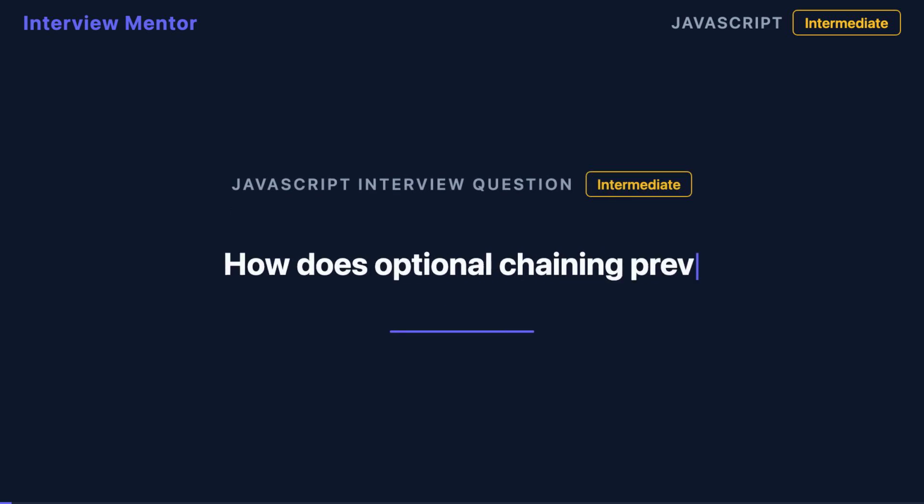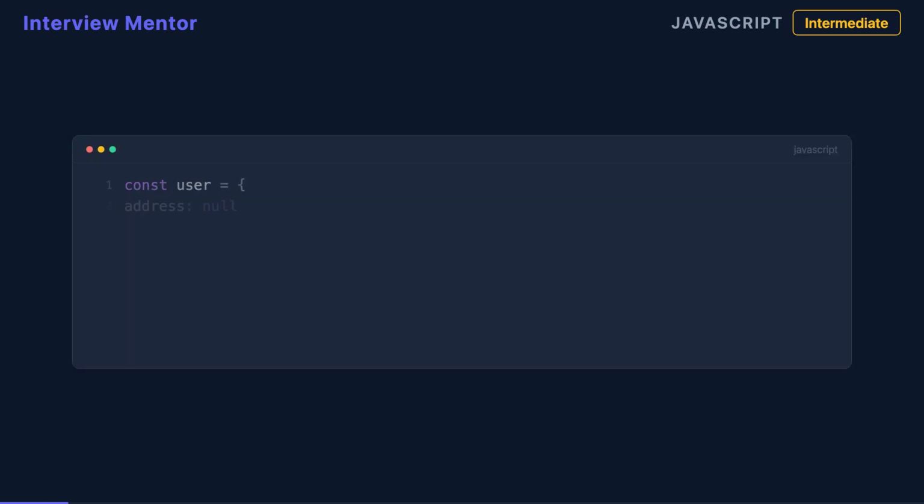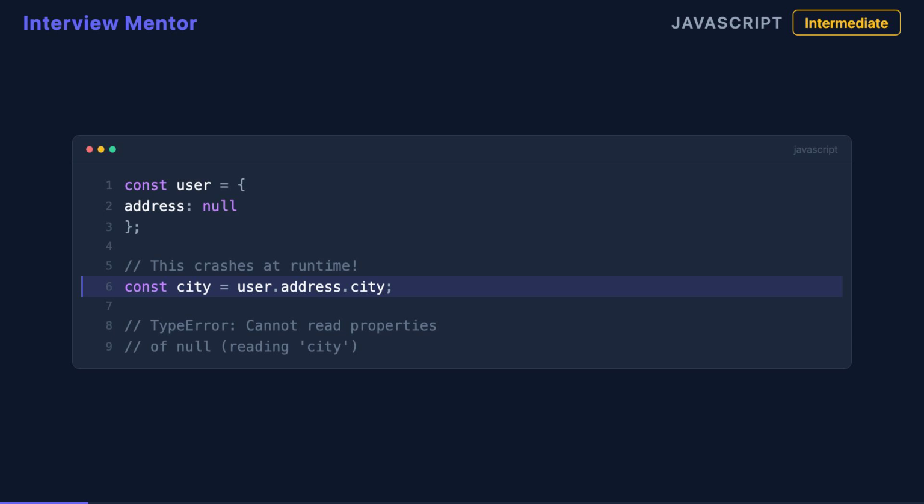You've seen it. Cannot read properties of undefined. Optional chaining kills that error before it starts. When you access user.address.city, JavaScript evaluates each step. If address is null or undefined, accessing .city throws a type error. Every intermediate property in a deep chain is a potential crash point.